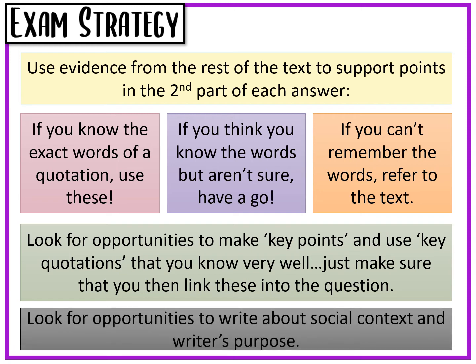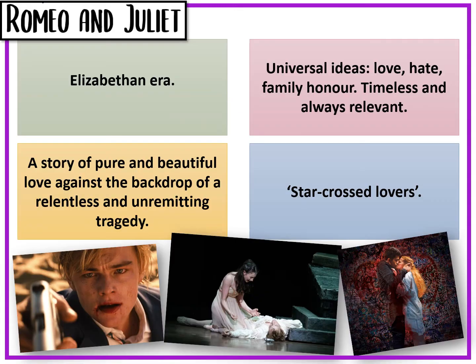Finally, make sure you include some reference to the social context and writer's purpose. So think about what was going on at the time, what was Shakespeare's point in writing this play. For social context for Romeo and Juliet, some key ideas to remember. Remember that the play is set in the Elizabethan era. This was a time when it was a patriarchal society. Society was ruled by men, which is really important when we look at the relationship between Juliet and her father.